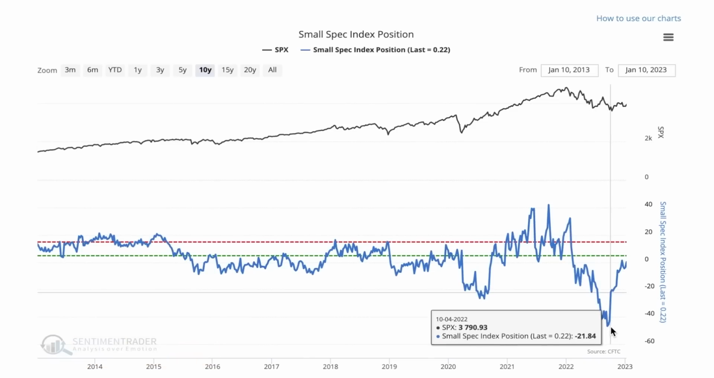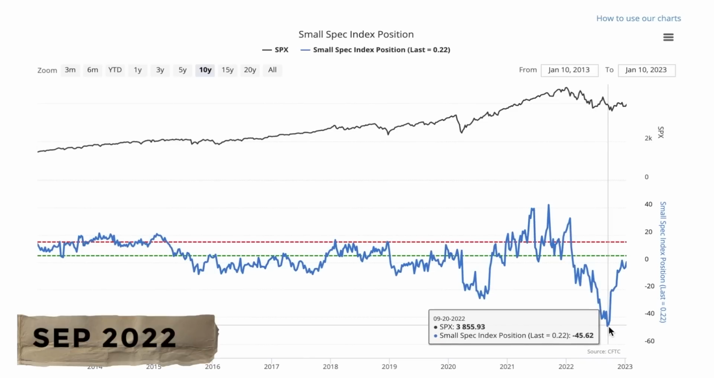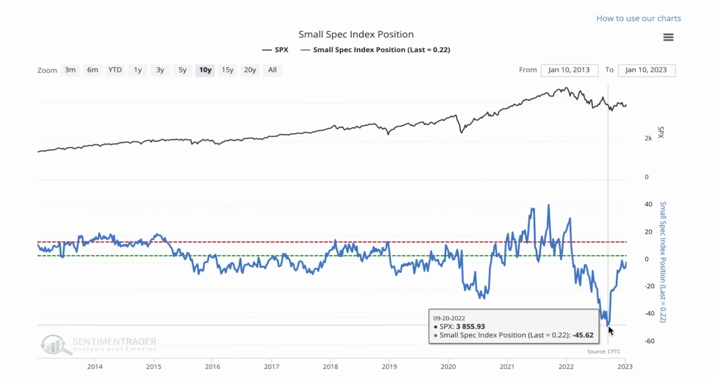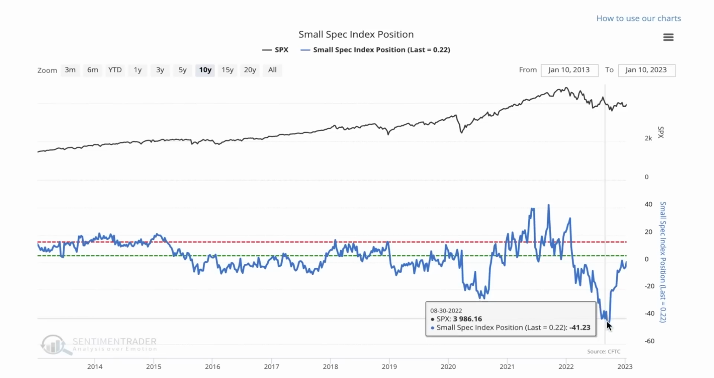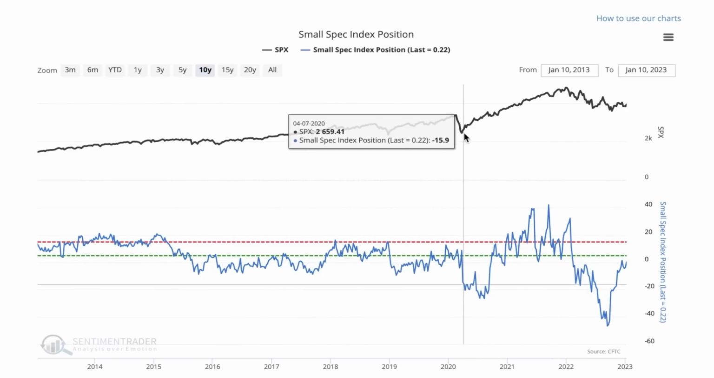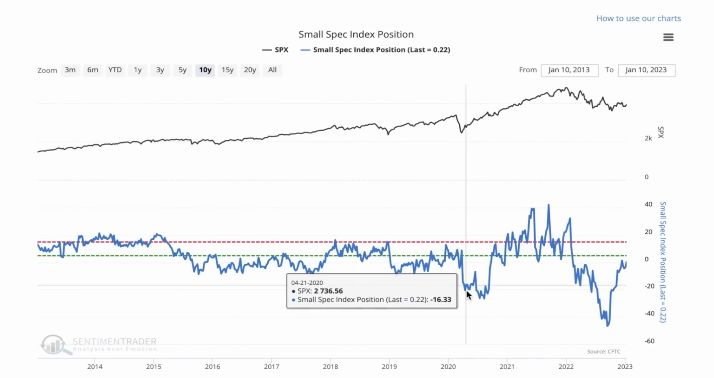And you can see right here in September of 2022, right as the market was bottoming, making its big bottom here, look at what small speculators were doing. They were betting short on the market like never before. So pretty much the ideal contrarian signal, just like it was right here during the pandemic.